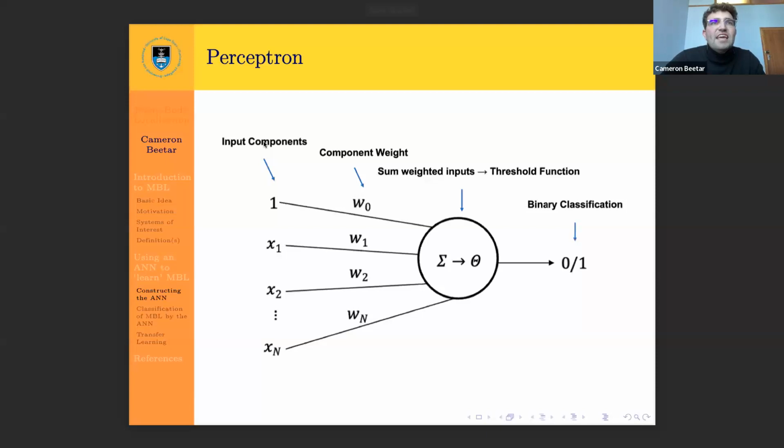Okay, so the input to the neural network is going to be the entanglement spectrum. So here are our input components. This is what we're feeding into the network. The weights are what the network is trying to optimize through the training process.